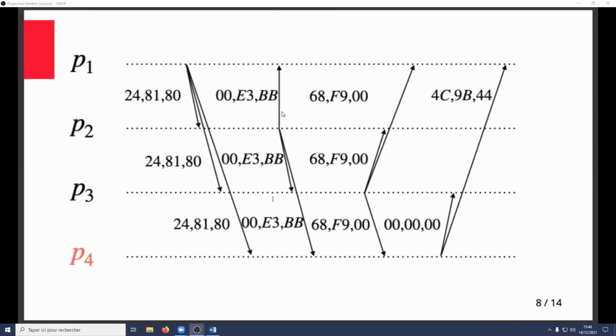And in the review phase, each process will share the plain value which was assigned to them. So for example, process P1 will share the first block of the numbers S1, S2, and S4 prime. The process P2 will share the second block of the numbers S1, S2, and S4 prime.